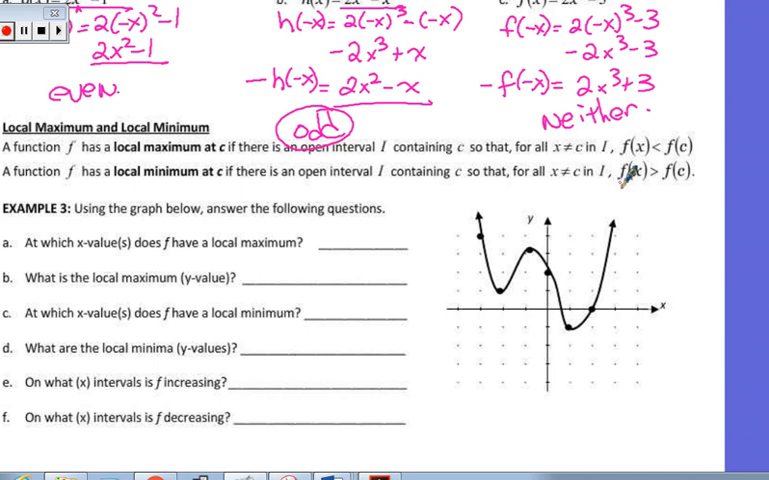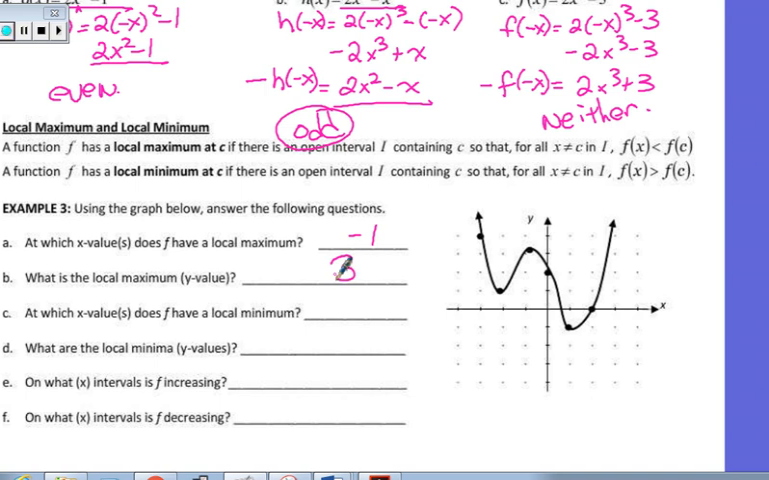All right, so A is just asking at which x values do we have a local maximum. So there's our local maximum, and our x value there is -1. What is the local maximum? When I'm asking for what is actually the local maximum, I'm asking for the y value. What is the output of that function? In this case, it is 3.